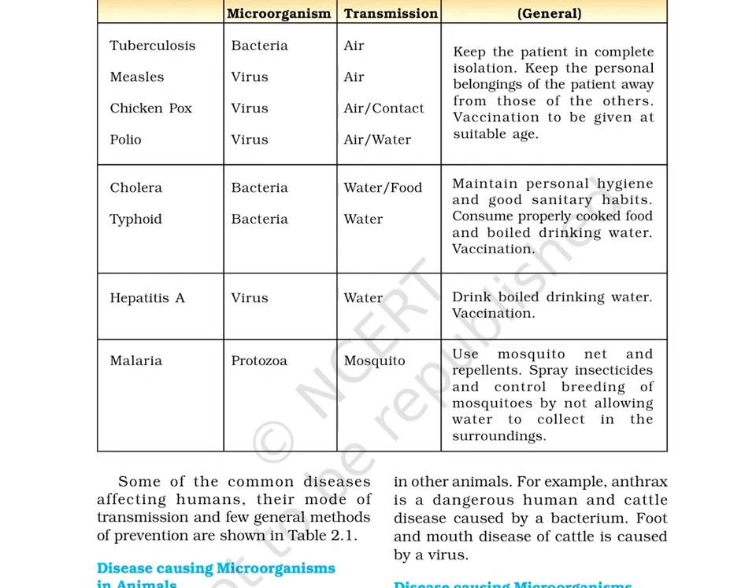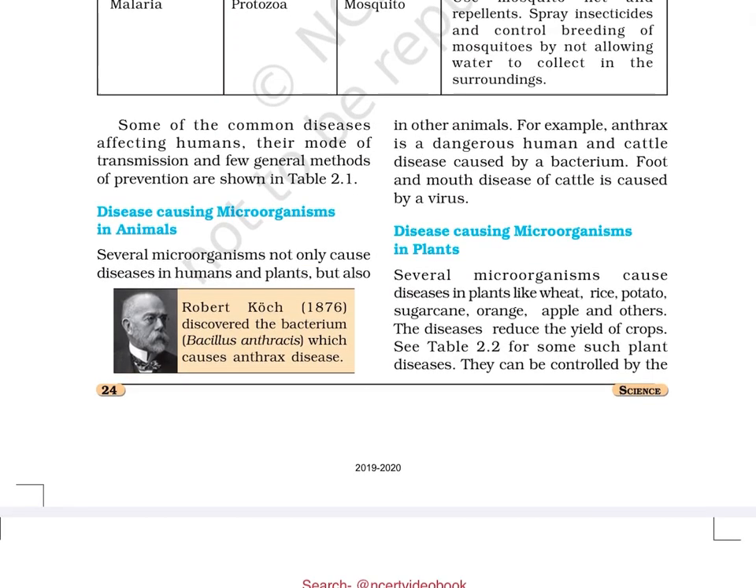Some of the common diseases affecting humans, their mode of transmission, and few general methods of prevention have been discussed in Table 2.1. Disease-causing microorganisms in animals. Several microorganisms not only cause diseases in humans and plants, but also in other animals. For example, anthrax is a dangerous human and cattle disease caused by a bacterium. Foot and mouth disease of cattle is caused by a virus. Robert Koch, 1876, discovered the bacterium Bacillus anthracis, which causes anthrax disease.